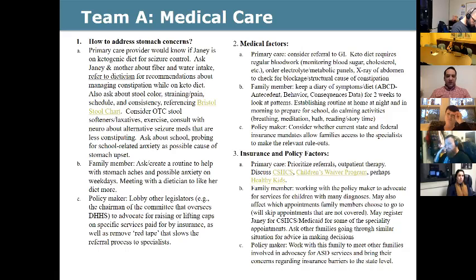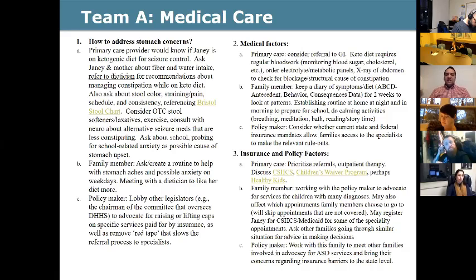Just to go rather quickly here, the family member, it would be good for them to work with the PCP, maybe create a more structured routine to help with the stomach aches and possible anxiety on weekdays, since they seem to be occurring mostly during the times that she would be going to school, and also possibly meet with a dietitian.